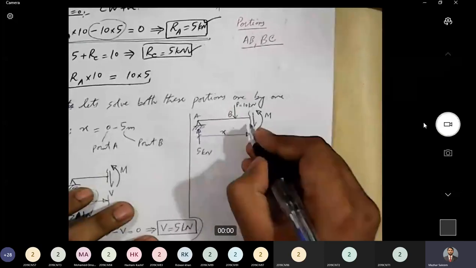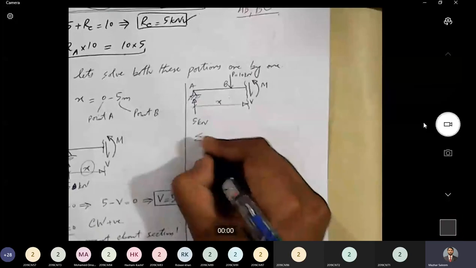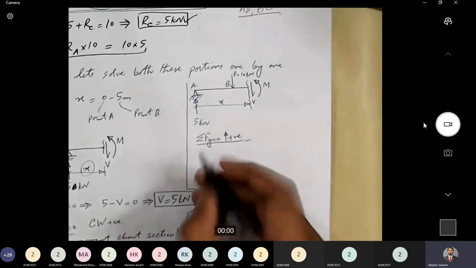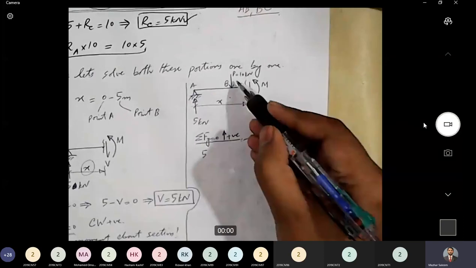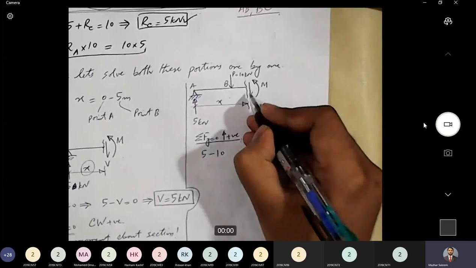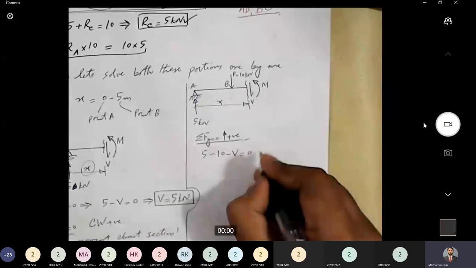Okay, now let me write down the equation for shear. For equation of shear, I will write down sigma Fy equal to 0. And my convention will be upward positive. How many forces are present on the left side of the section? This 5 kilonewton force acting in the upward direction. So plus 5. What else? This 10 kilonewton force acting in the downward direction. So minus 10. What else? This V is acting in the downward direction. So minus V, and this is equal to 0. If I solve and rearrange it, I get V is equal to how much?